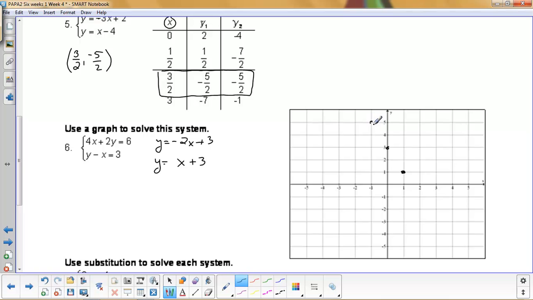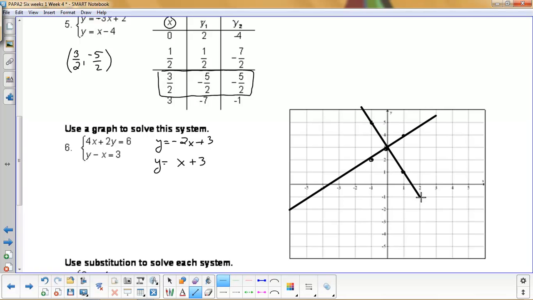And I'll work backwards as well to get my third point. For my second equation, my y-intercept is still 3. This time I'll be going up 1 over 1, and I'll work backwards to find my third point. Then I will, as close as I can, put these lines into place, like so. The solution to this system of equations is where the two graphed lines intersect one another, which is at the ordered pair 0, 3.